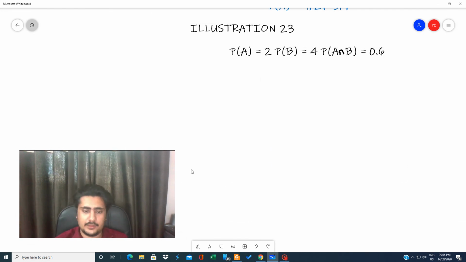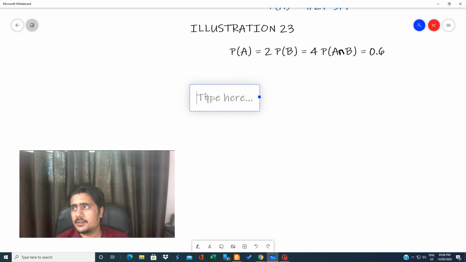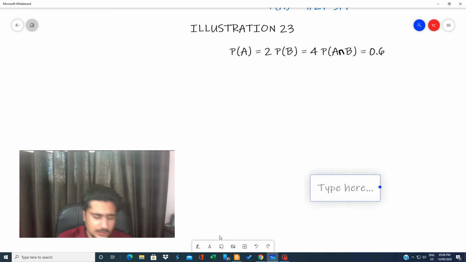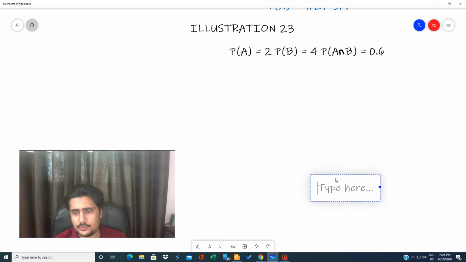See your data, how the data is arranged. P of A is 0.2, P of B is 0.4, P of A intersection B is 0.06. So there is equal, equal, equal. You were taught that if A is equal to B, B is equal to C, and C is equal to D, then A is equal to D. So according to that, I'll be doing P of A is equal to 0.6.